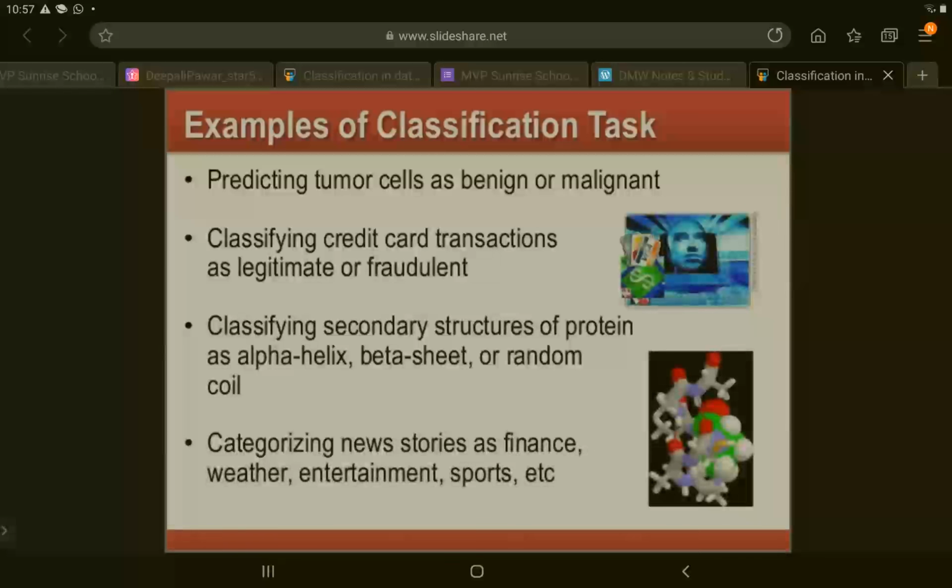Firstly, we have to apply different algorithms to it, and then finally give the conclusion or decision according to this model. Okay, so this is the major concept of classification tasks.